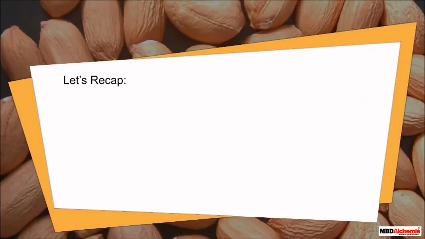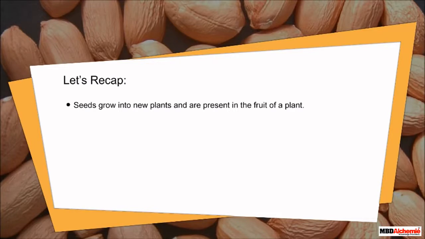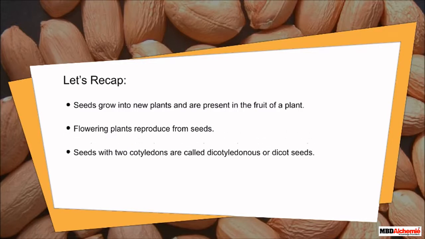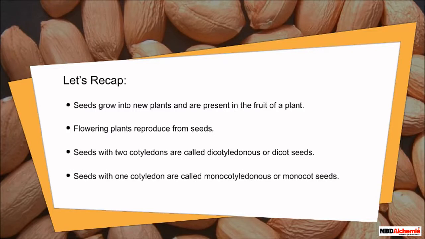Let's recap. Seeds grow into new plants and are present in the fruit of a plant. The structure of a seed includes seed coat, one or two cotyledons, embryo or the baby plant. Seeds with two cotyledons are called dicotyledonous or dicot seeds. Seeds with one cotyledon are called monocotyledonous or monocot seeds.